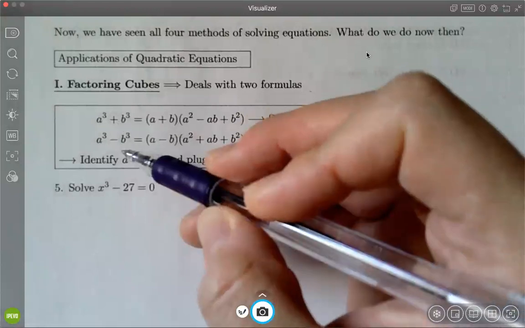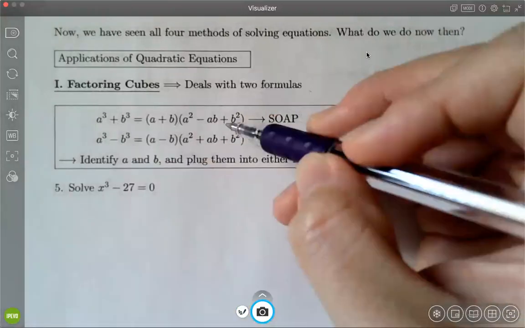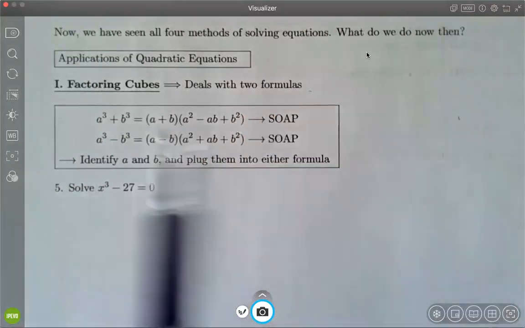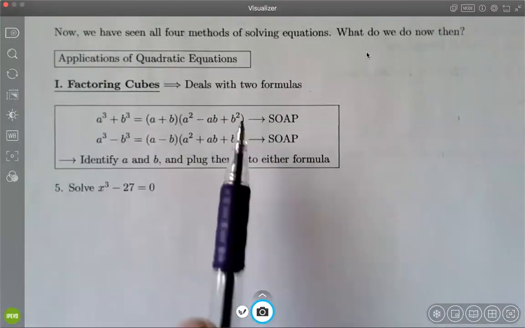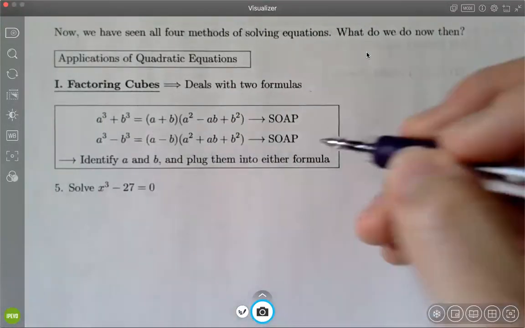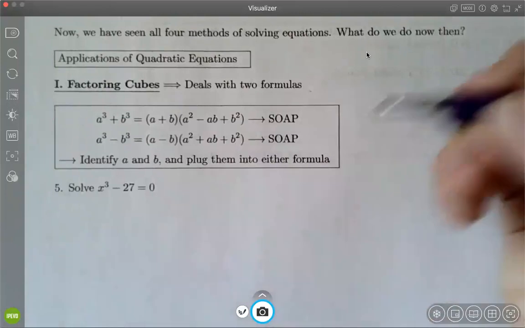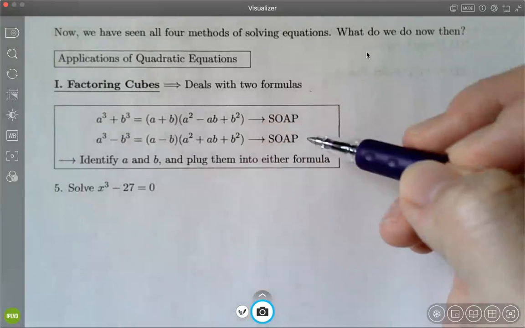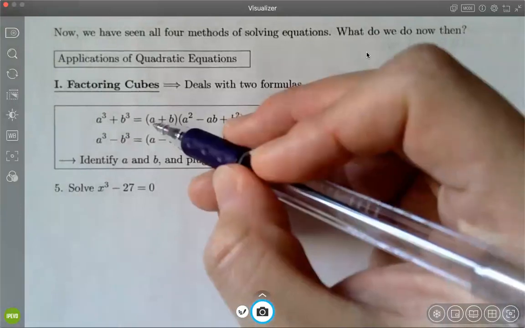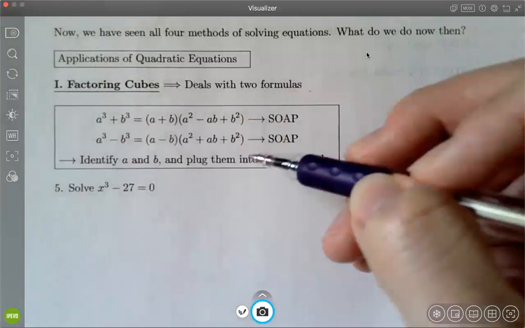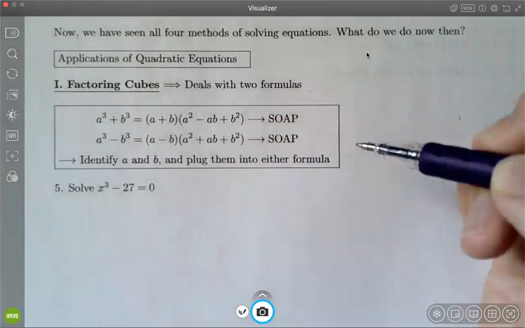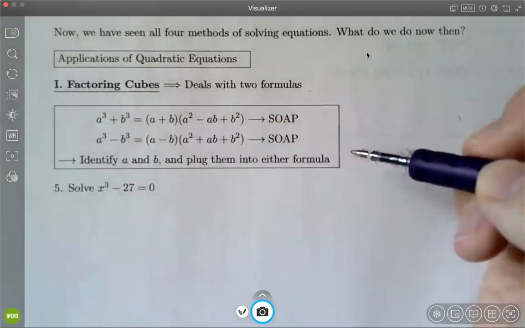The right-hand side looks ugly, but if you look closely and ignore all the signs, the pluses and minuses, notice that all of these have the same exact bone structures. The first factor has a and b, and the second factor has a squared, ab, and b squared. So they both have the exact same bone structures. The difference is the signs.